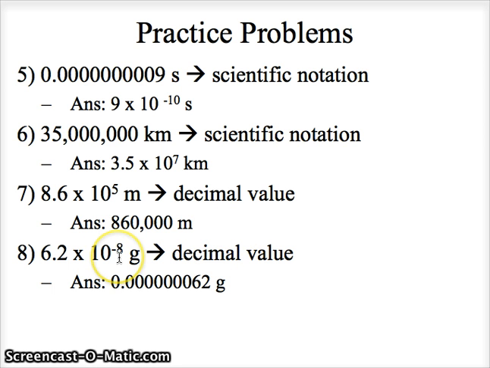And since we have a negative 8 as the exponent, we know that the value for this measurement is quite small. And we're going to be moving the decimal point 8 times to the left, giving us 0.7062 grams. So it's a pretty small number.